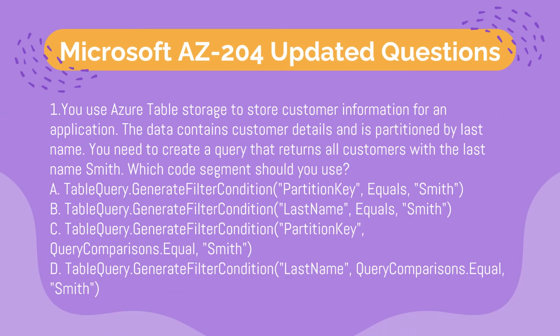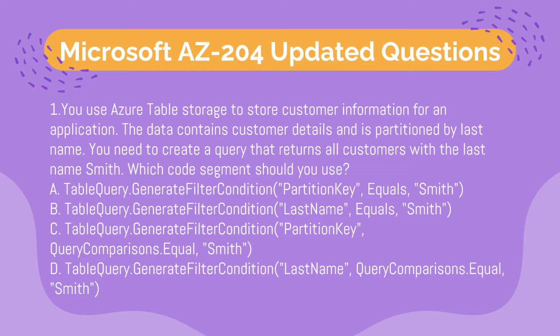1. You use Azure Table Storage to store customer information for an application. The data contains customer details and is partitioned by last name. You need to create a query that returns all customers with the last name Smith. Which code segment should you use?